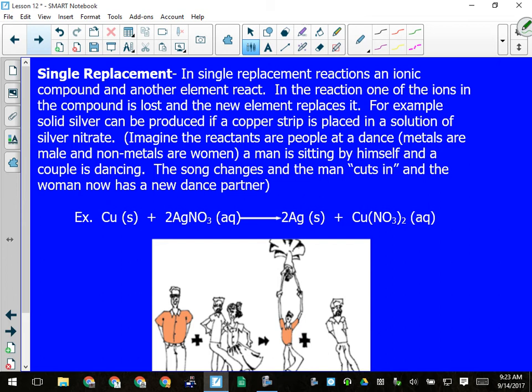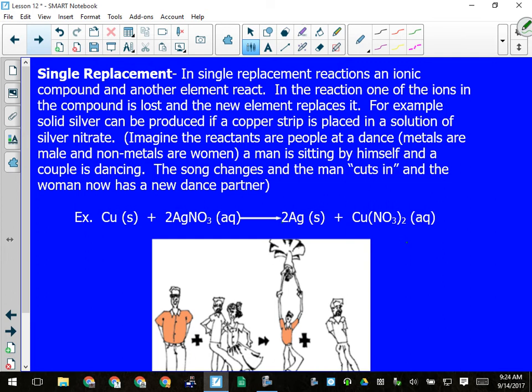Okay? So the first kind of replacement reaction is a single replacement reaction. And in a single replacement reaction, we have an atom. It could be a metal and it could be a non-metal. It doesn't matter. It reacts with an ionic compound to form a new atom by itself and a new ionic compound. So it's atom and ionic compound, atom and ionic compound. It'll be the same on both sides. But what'll change will be what thing is in the compound and what thing is by itself.